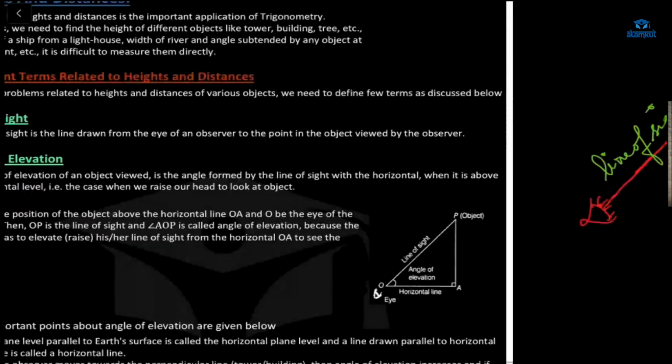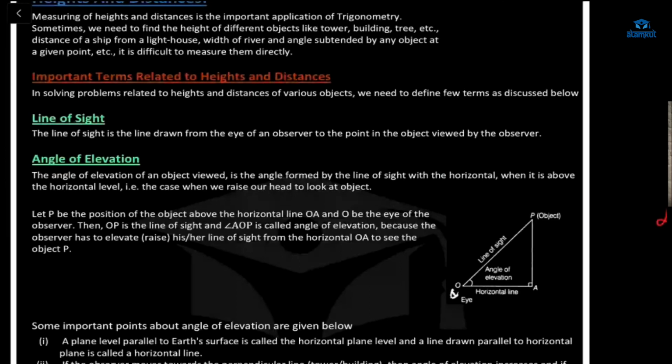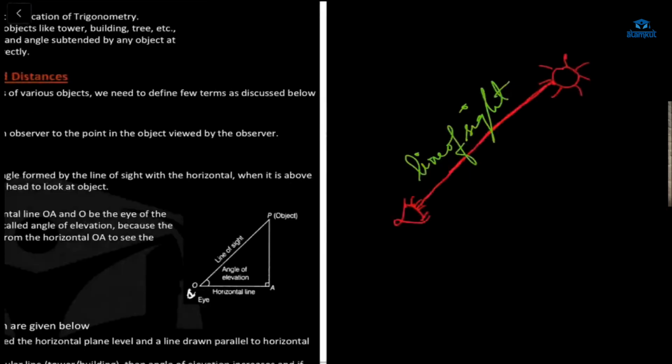Now, angle of elevation. When you elevate. Actually, there are two ways to observe an object. For example, if you are standing on the ground and watching a building or a tall tree, you elevate your eyes, you look upward from the horizontal direction towards the tall building.